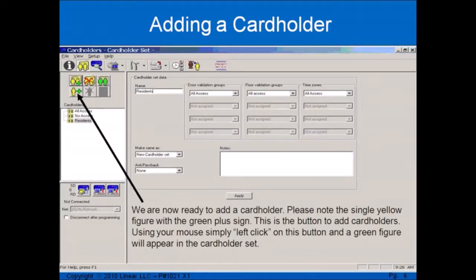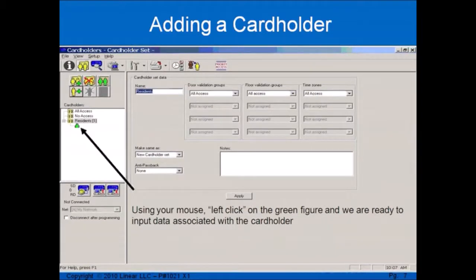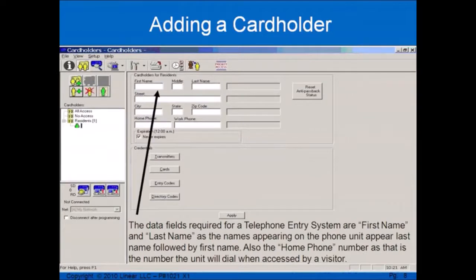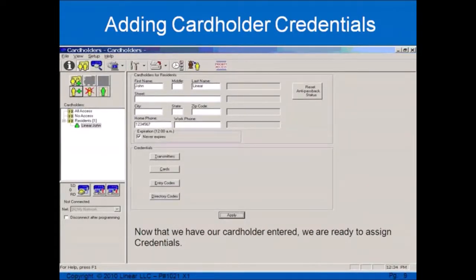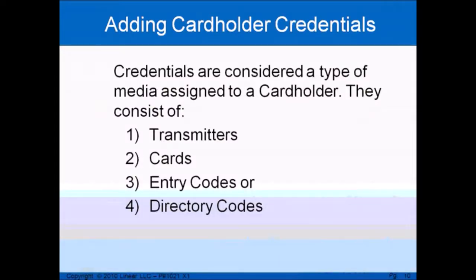It's time to add our first cardholder. We see the icon with a single yellow person and a green plus sign. If I select it, my first resident comes down. If I select the resident, I've got some data fields I need to input. I need to give them a first name, a last name, and also a home phone number. The home phone number is the number that panel will dial to try to access that resident. With a last name and a home phone number, I'm ready to add credentials.